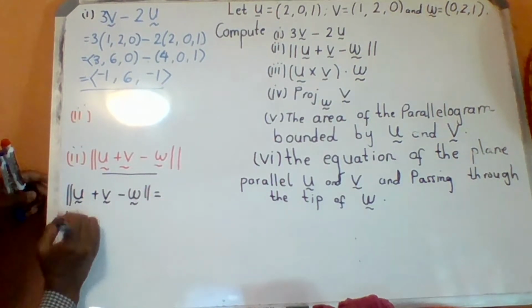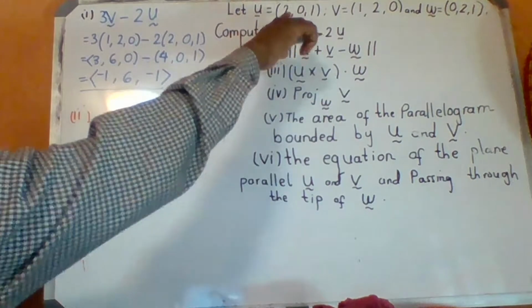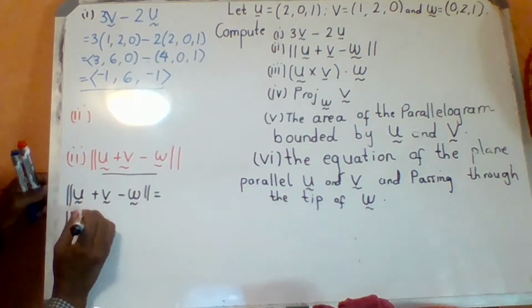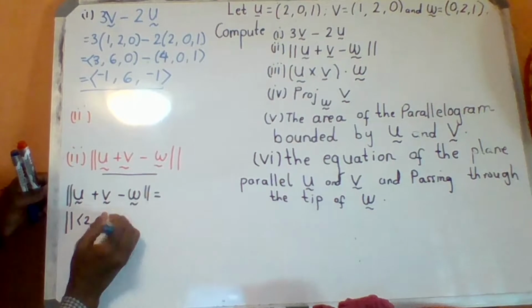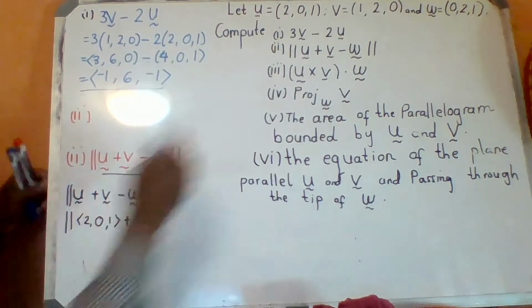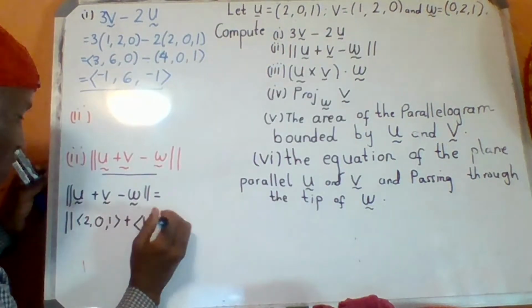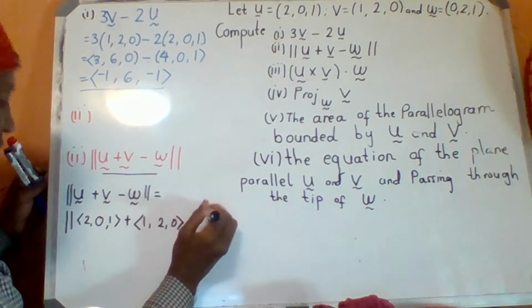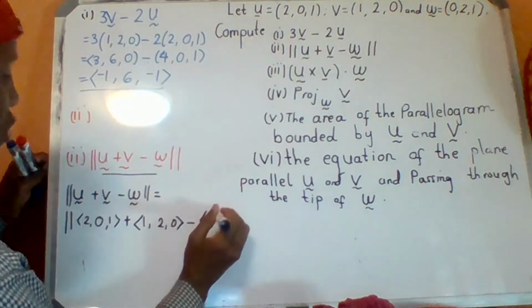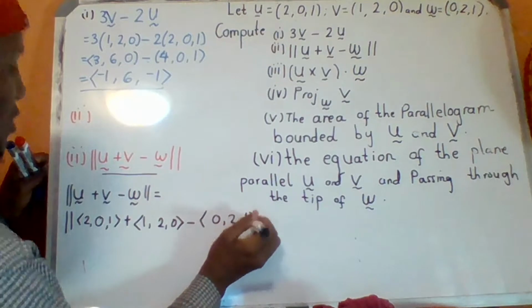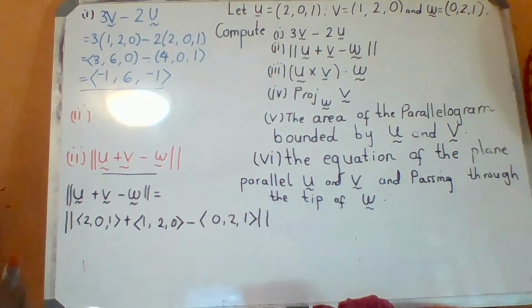What is u? We know vector u equals 2, 0, 1. So this is 2, 0, and 1, plus v. What is v? 1, 2, 0. So 1, 2, and 0, and then minus, what is vector w? w equals 0, 2, 1. So 0, 2, and 1.